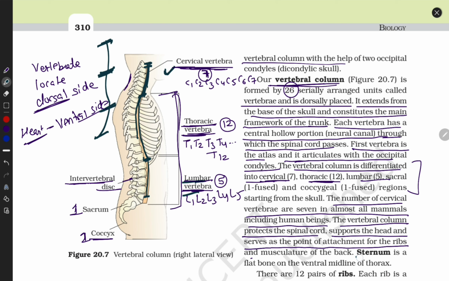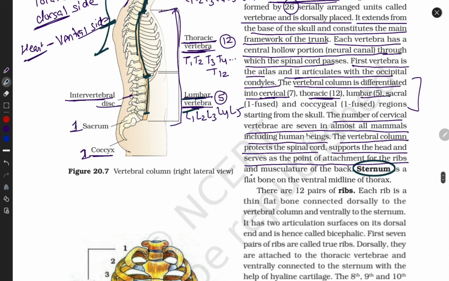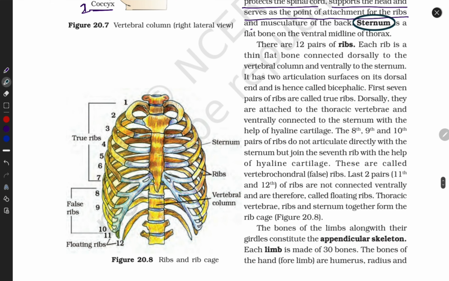Now, let's talk about the sternum. Look at it, I'll draw for you. This is the sternum, a flattened bony structure. Clear? Okay, I'm going to label this part now. This part we can call the suprasternal notch. C1 is connected with the atlas, we can call it the atlas rib. This is the atlas.